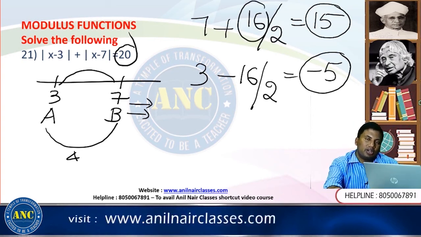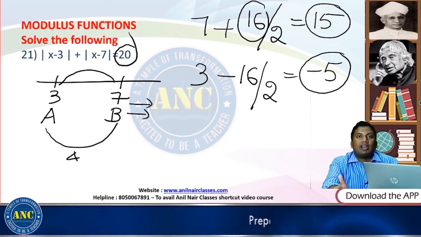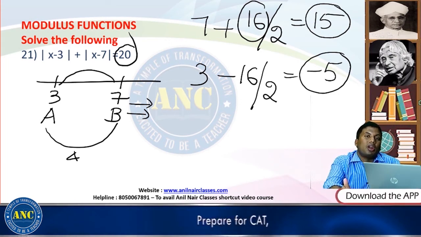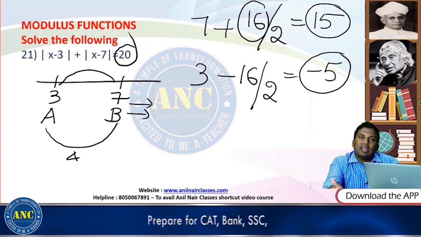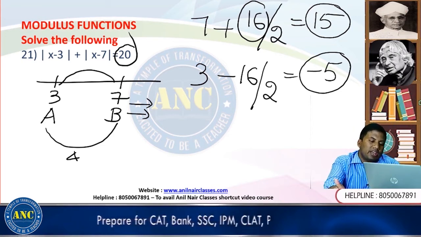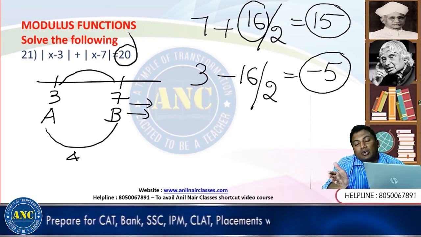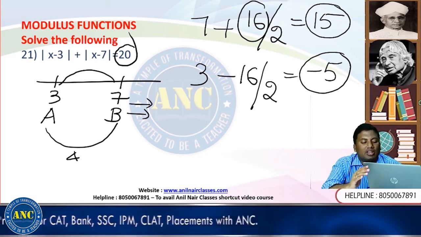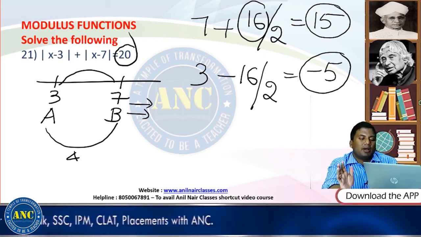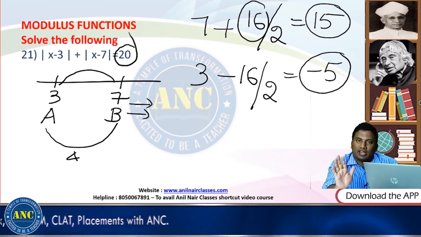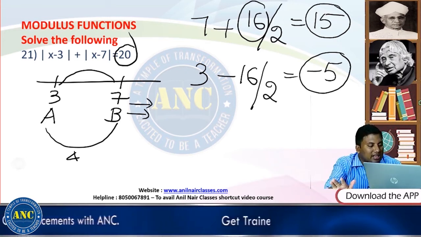So 16 by 2. B goes to A. 4 traveled. From point 3, 4 already traveled. Remaining is 16 units. Why did I get minus? 16 units to the left of 3 is nothing but a negative sign. 3 minus 8 is nothing but minus 5. I hope the idea is clear.